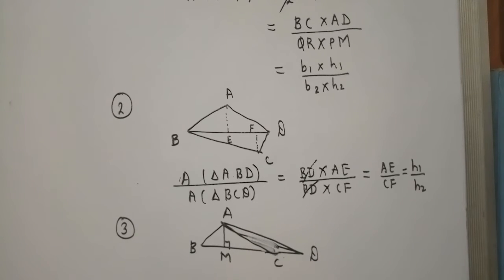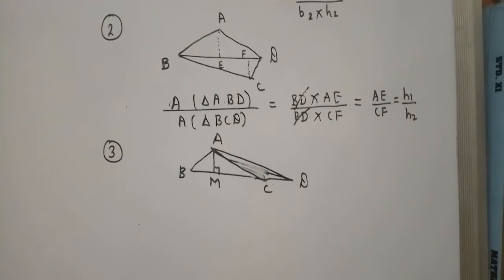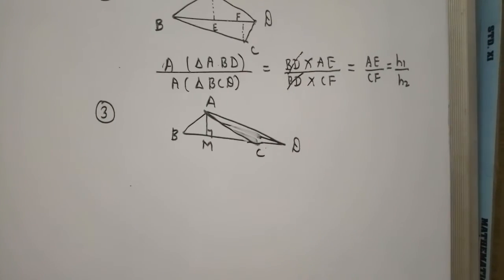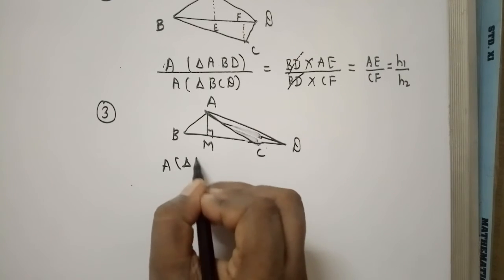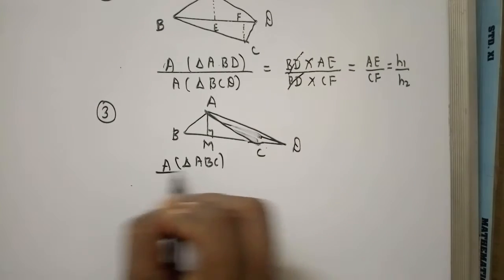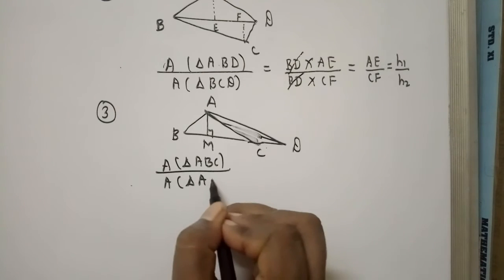So this will become, class, students, I'm writing directly, area of triangle ABC upon area of triangle ACD.